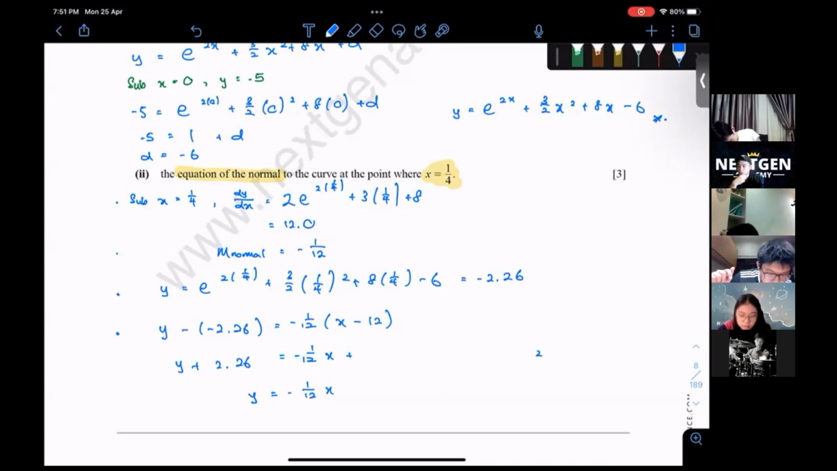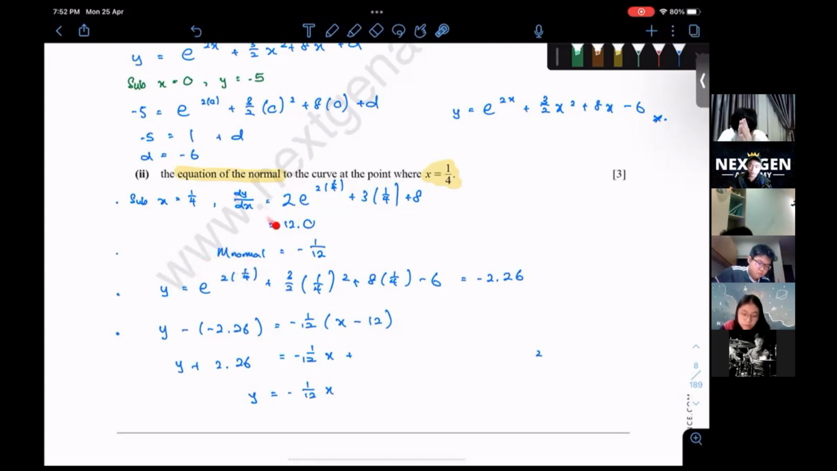Okay, we got a question. If question asks to give exact area, then can I give decimal? No, cannot. If they ask you in exact, in this case you cannot open up the e. You see the e over here? This e to the power of 2(1/4), this one you just have to leave it as e. So you don't go and calculate this one.